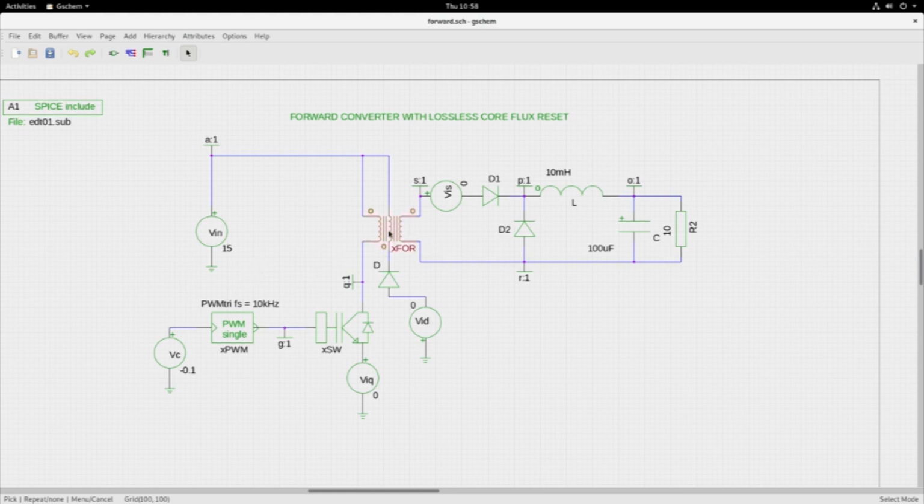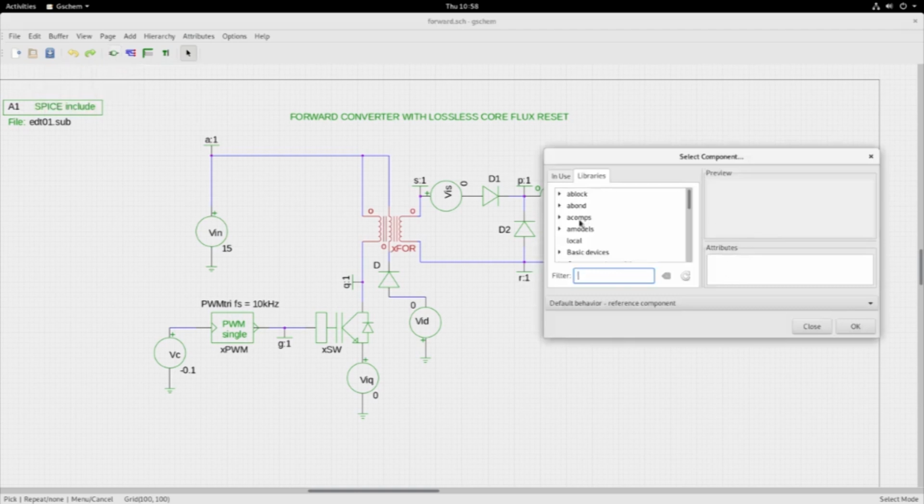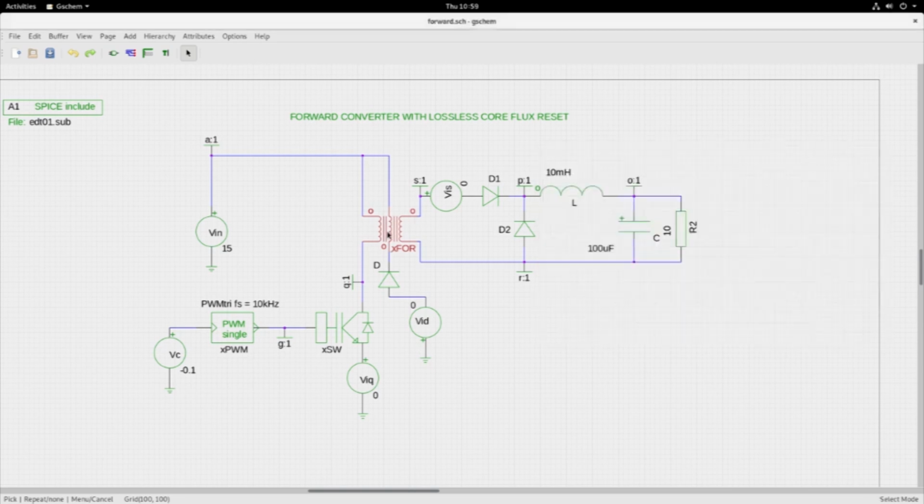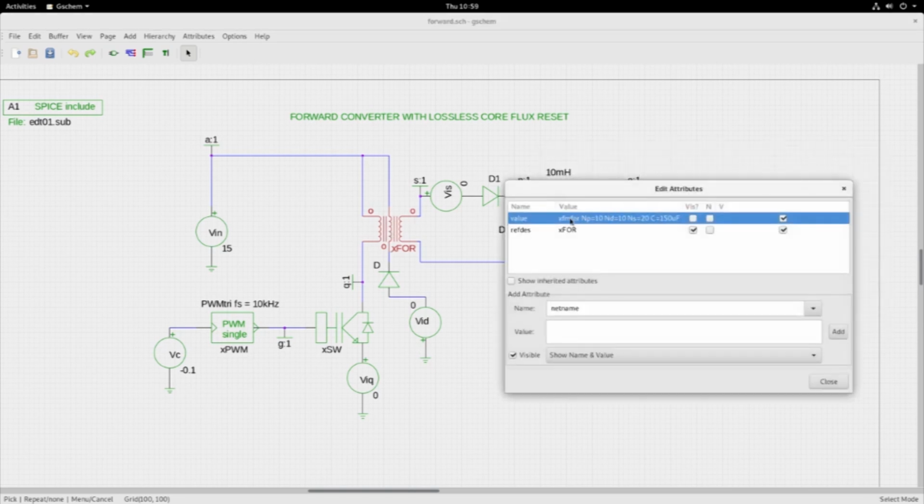Before that, there is this component which is forward transformer component. You can find it in the components dialog. I will open this, and if you scroll down, you will see that there is a forward transformer symbol and model which we can use for this particular circuit. So this is having the model of the forward transformer, and when you double click on that, you will see that it is a sub-circuit XFM4.